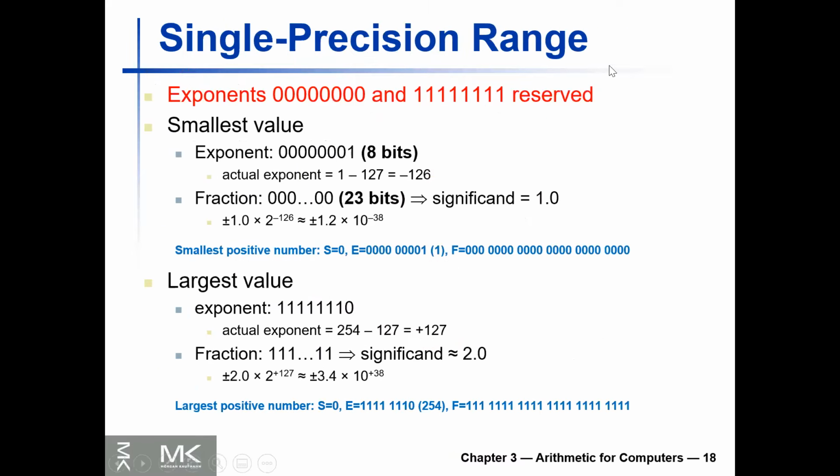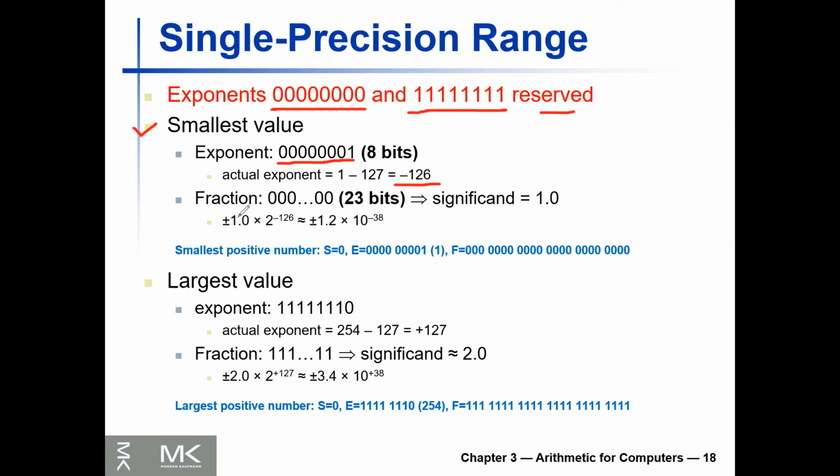There are some limitations also in the single precision range, that is, some bits are reserved, which cannot be used. So what are the reserved ones? In the exponent field, which is 8 bits, all zeros and all ones are reserved. It means, what is the smallest value of the exponent? It will be 00000001. It cannot be all 0. So the actual exponent will be 1 minus 127, which will be the smallest value stored there as the actual exponent.